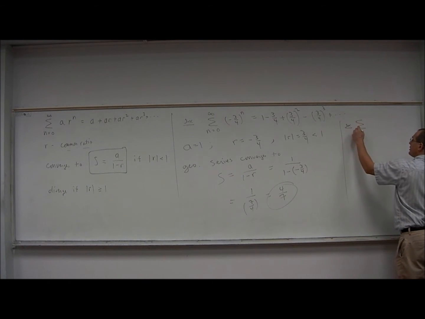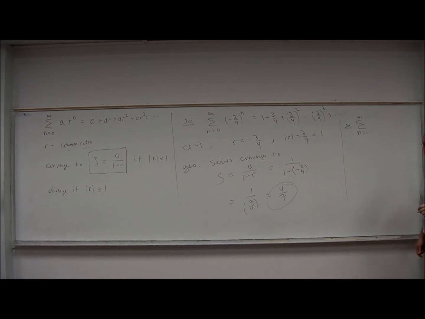Another example, the summation, let's start at n equals 1 this time, of 3 to the n over 2 to the 2n. 3 to the n over 2 to the 2n. So how does this one behave? When n is 1, this is 3 over 2 squared. When n is 2, this is 3 squared over 2 to the 4th. When n is 3, this is 3 cubed over 2 to the 6th.